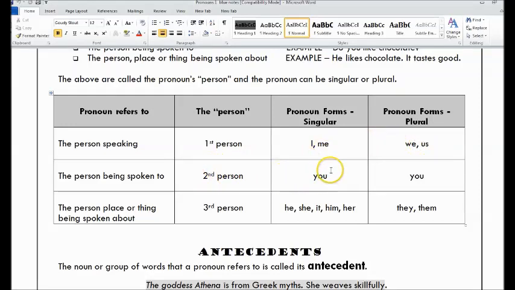For the second person, it's just you. You functions as subject and object. It's singular and plural. You is the only second person pronoun. Third person is the most. Third person pronouns include he, she, and it for your singular subject pronouns. Him, her, and it for your singular object pronouns, direct objects, indirect objects, object of the preposition. They is the plural subject, them is the plural object, okay?